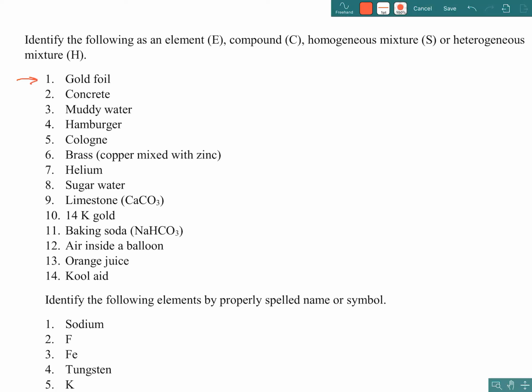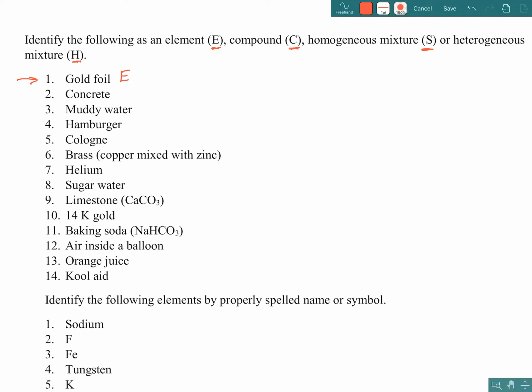Number one is gold foil. What do you think gold foil is? Do you think it's an element? If you do, put an E after it. If you think it's a compound, we're going to go with a C. If you think it's a homogeneous mixture, let's put an S after that, because S will stand for solution in this case. And if you think it's a heterogeneous mixture, put an H after it. So gold foil, what do you think?